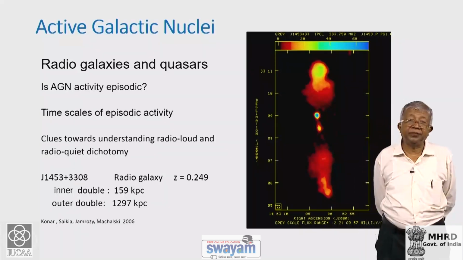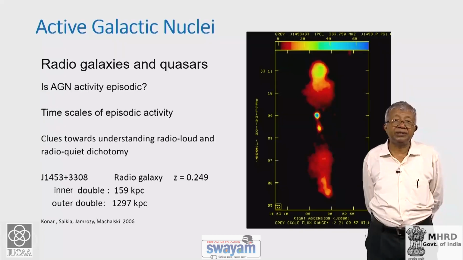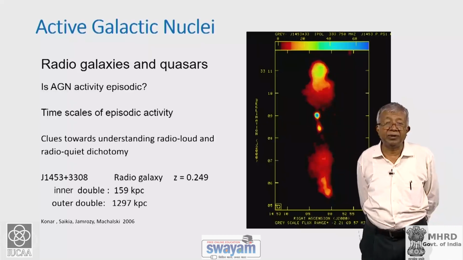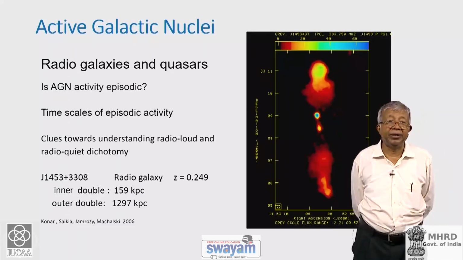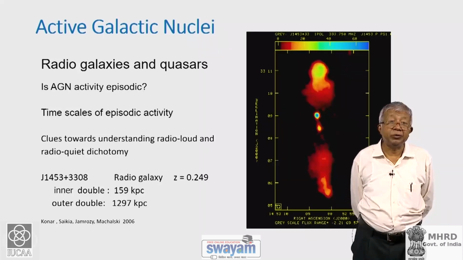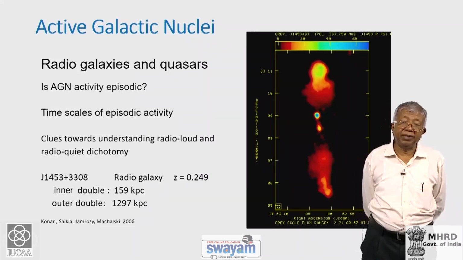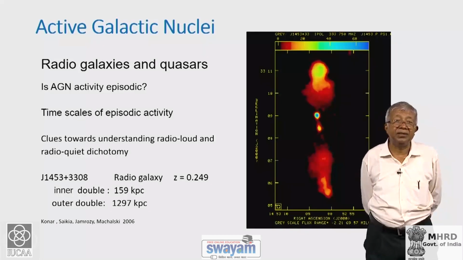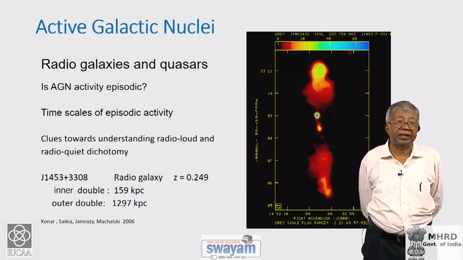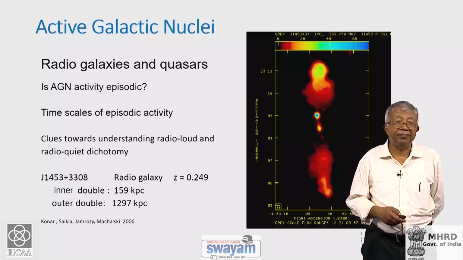Now, it is not very clear whether all galaxies go through an AGN phase, or whether there are some special properties, perhaps related to the spin or properties of the black hole, which help it to trigger radio jets and radio activity. Here we see that there are two pairs of radio lobes, there are two cycles of activity. So the nucleus of the AGN has gone quiet, and then it decides to reignite. These have been called double radio galaxies, and they may give us some interesting clues towards understanding the radio loud and the radio quiet dichotomy as well.